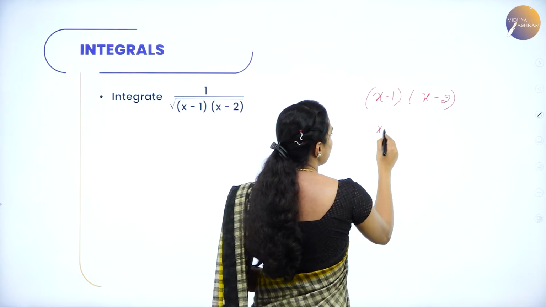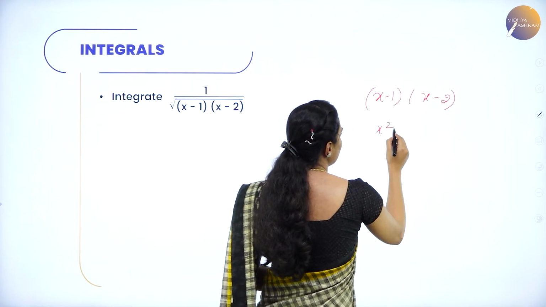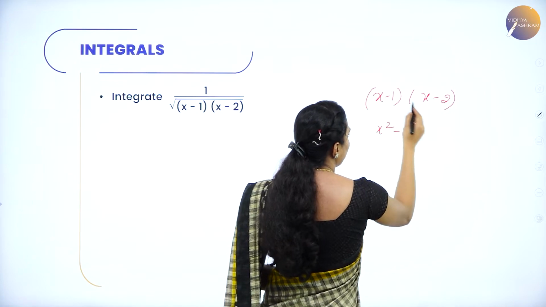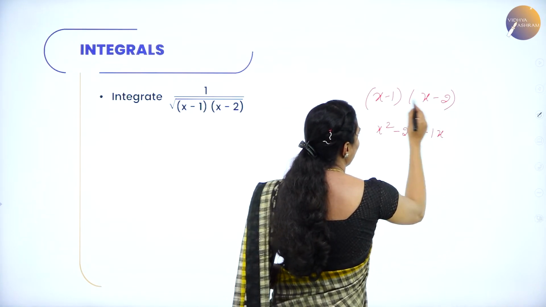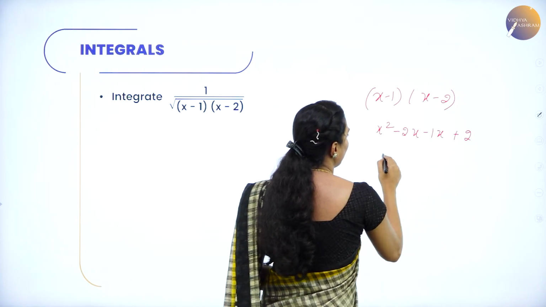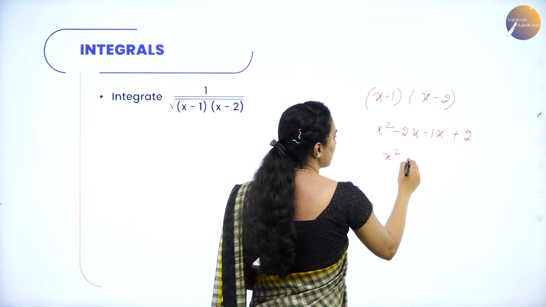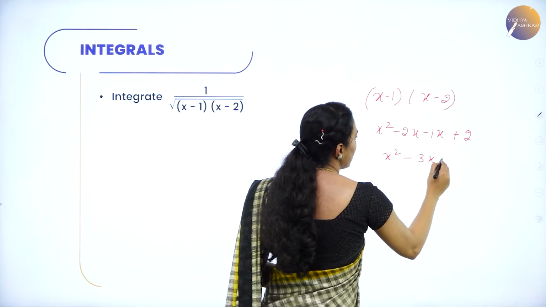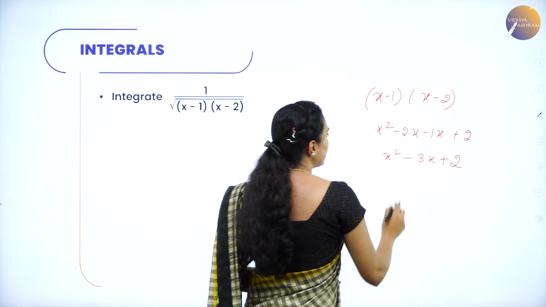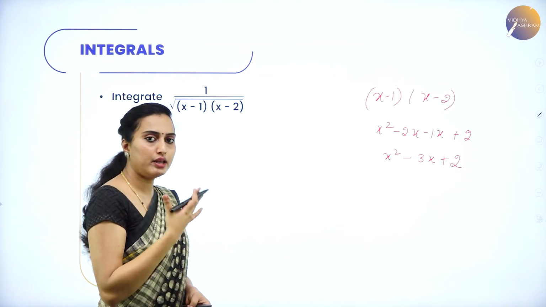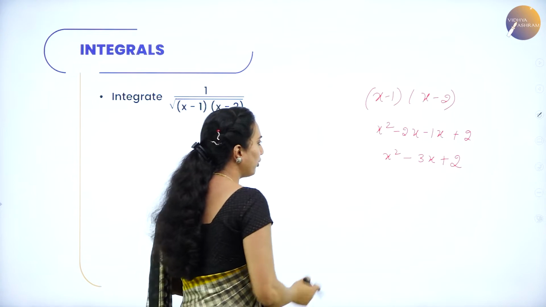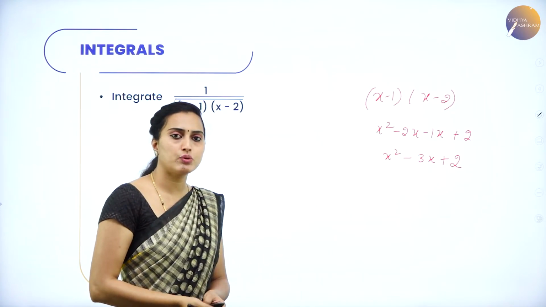x into x is x squared. So you are having x into minus 2 is minus 2x, minus 1 into x, again minus into minus is plus 2. So therefore x squared minus 2x minus x is minus 3x plus 2. So now this is not in the form of any particular function. Now, reducing to that form, first observe the coefficient of x squared is 1.